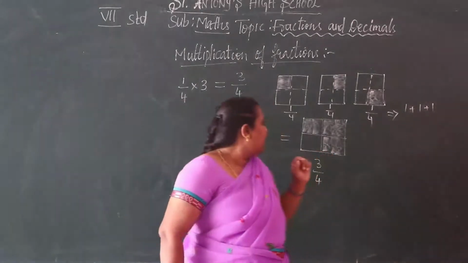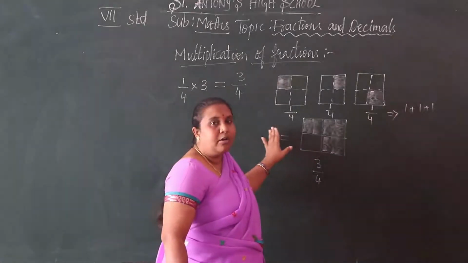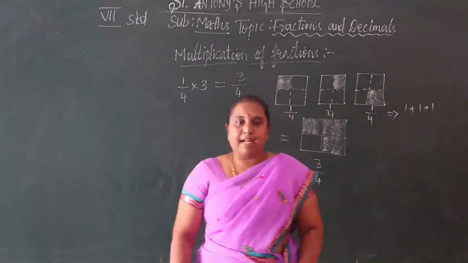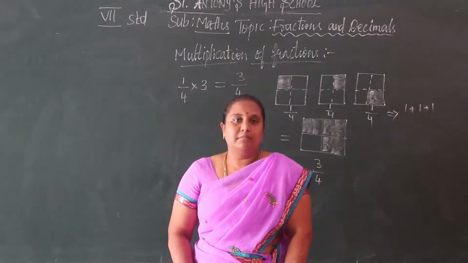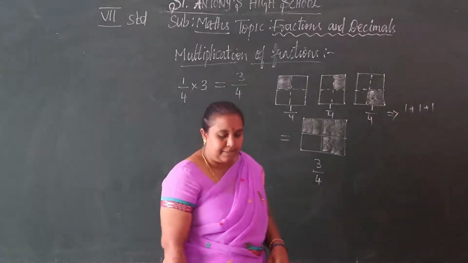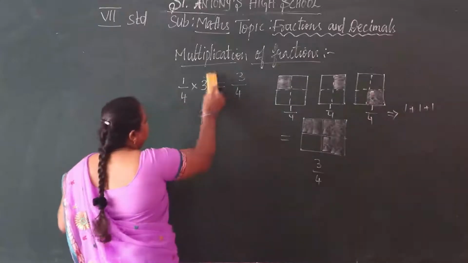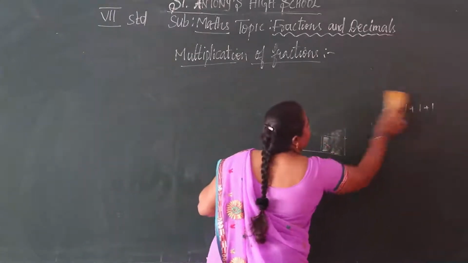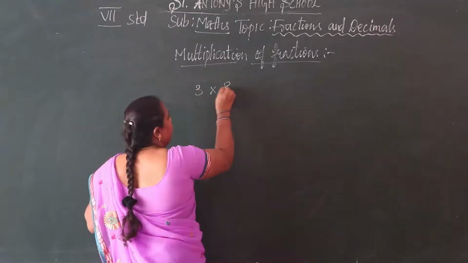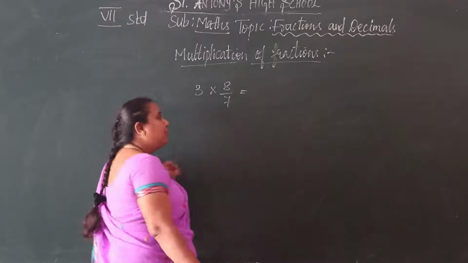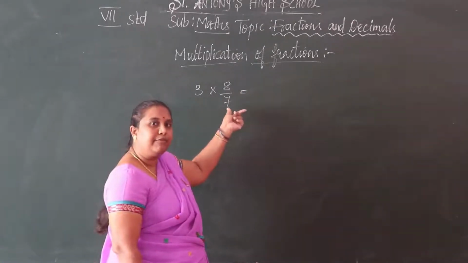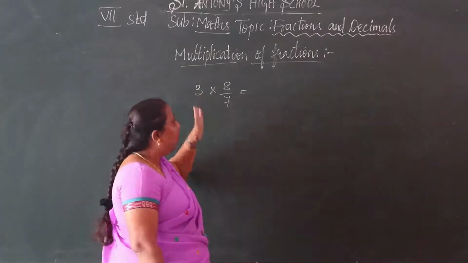Is it right? Okay, now you understand the pictorial representation of fractions, and how to multiply a fraction by a whole number. Understood? Okay, then we move on to some other examples. So 3 into 8 by 7. How to multiply this? We have a whole number into a fractional form.